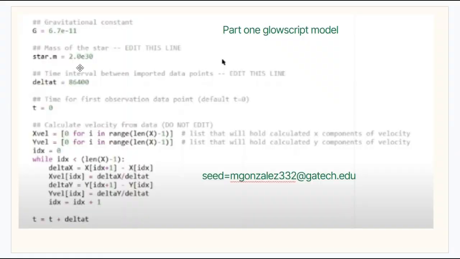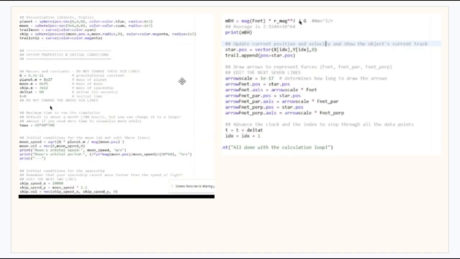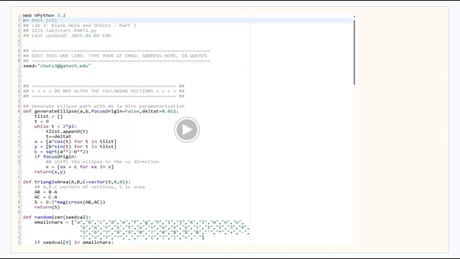So here's part 1 of the GlowScript model. You can see that here are our initial conditions. The star mass was given, and then our x and y velocity was used with the seed. This is the seed right here, just my email, whatever. The next part was to find the values using these that we don't touch, and then to do the calculation loop using our x velocity. I made some FNet arrows so we could see the perpendicular components of it, and I did the mass of the black hole to calculate it. It calculates it approximately based off of FNet and the radius squared. So we just use that formula.